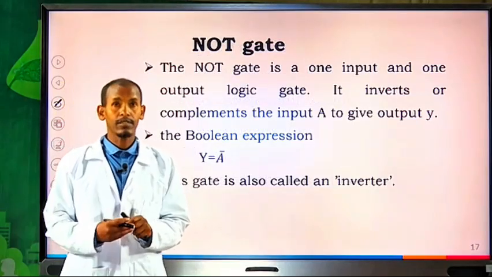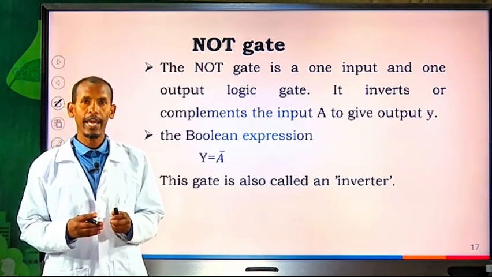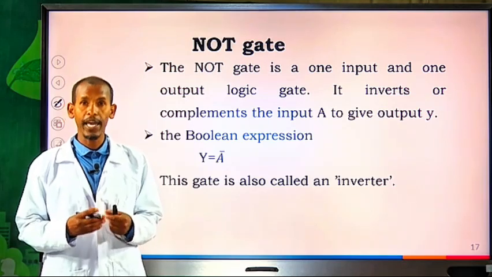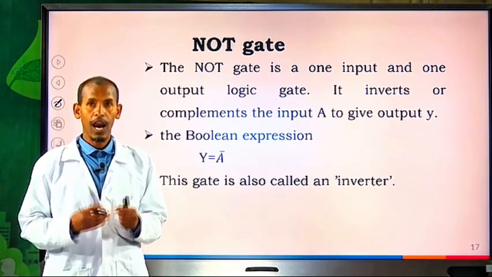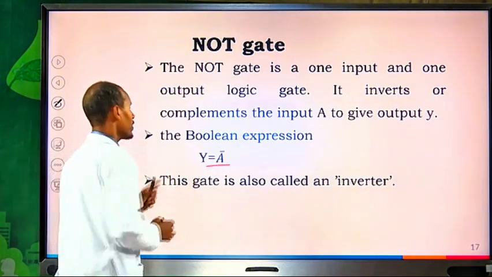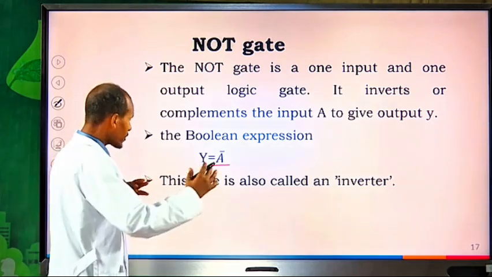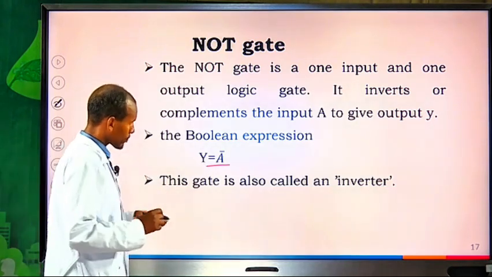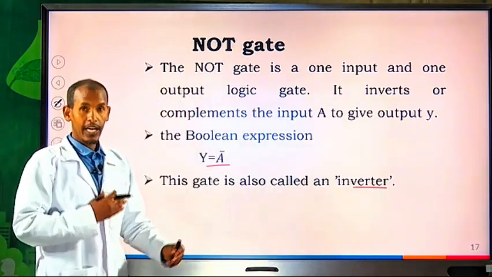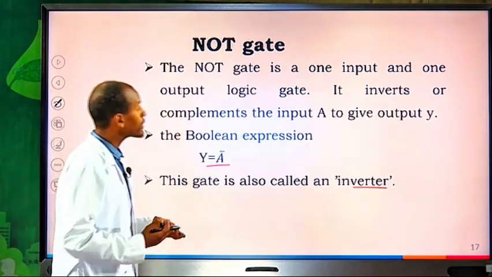So the next basic logic gate is the NOT gate. The NOT gate is a 1 input and 1 output logic gate. It inverts or complements the input A to give output Y. So from the Boolean expression, we have Y = A bar, or the negation of A, which is the opposite output. This gate is most of the time called an inverter, because it inverts the input to the opposite output.